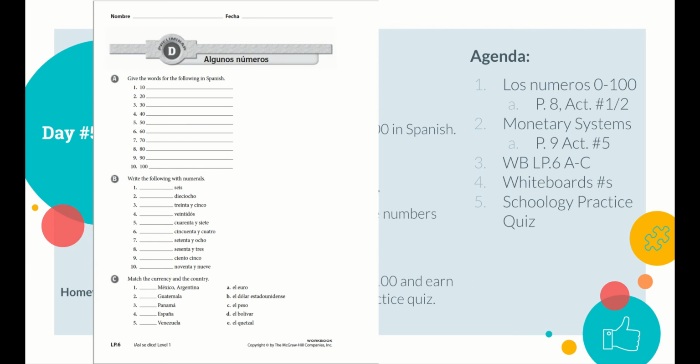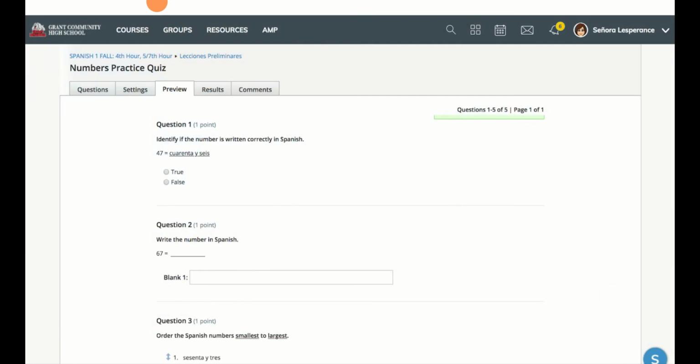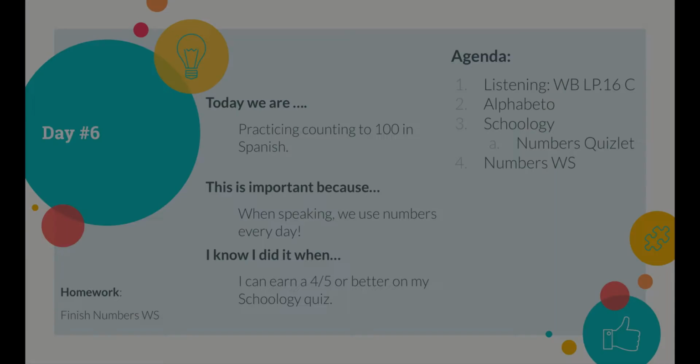I would then go back to whiteboards with numbers, putting numbered flashcards on the board, having students write out the words. It's such a foundation skill for them in the class. And then we would finish with a numbers Schoology practice quiz. I like to look at this data at the end of the class, or I plan to, to figure out who needs what intervention and where.